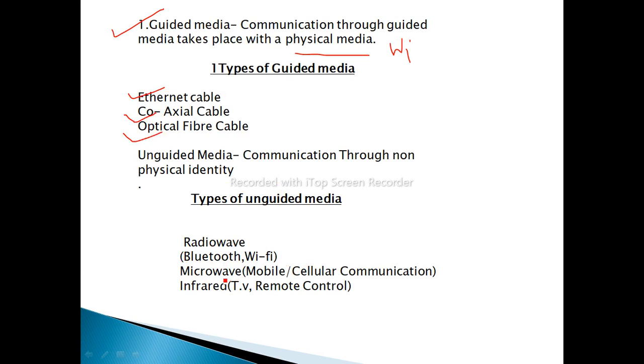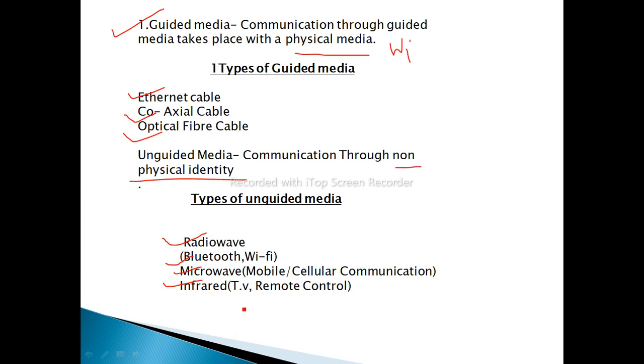Unguided media means communication through non-physical entities, means there will be no use of cable. These are with the help of some waves like radio waves, Bluetooth or Wi-Fi, microwave, where there will be mobile and cellular communication.